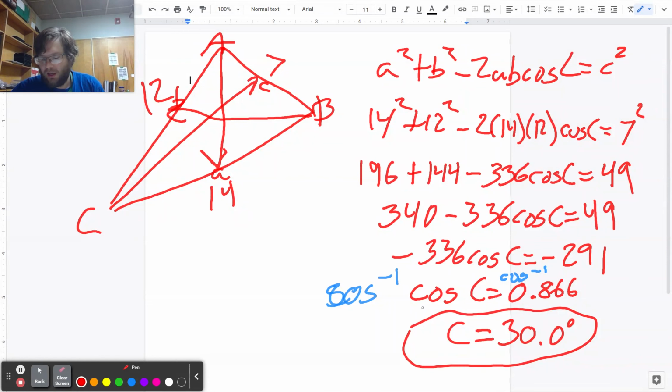You can also use it to find a side length if you know two sides and one angle.